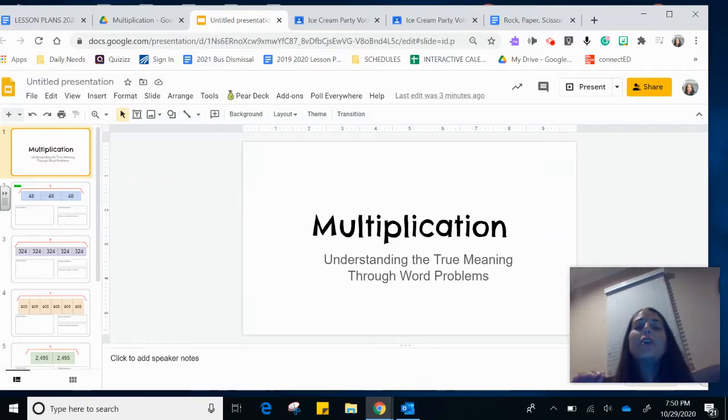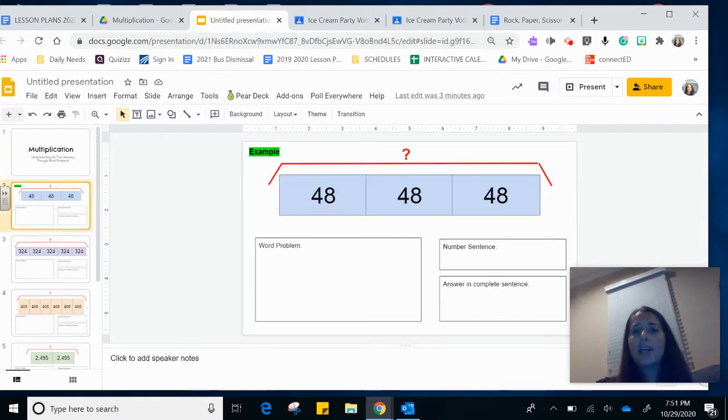All right, guys. So now that you are experts at multiplication, it's time to start understanding the true meaning of multiplication through word problems. So instead of solving word problems today, we're actually going to create multiplication word problems. And we're going to do that using some models here.